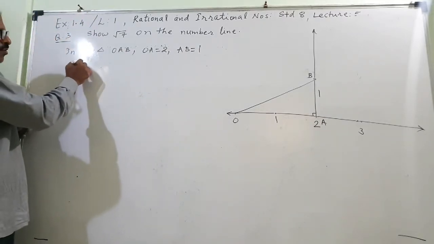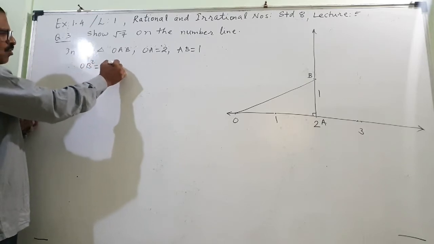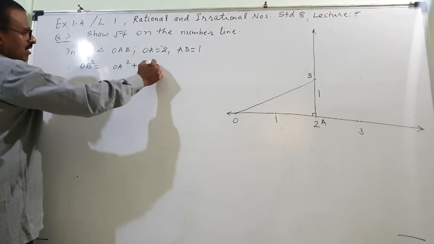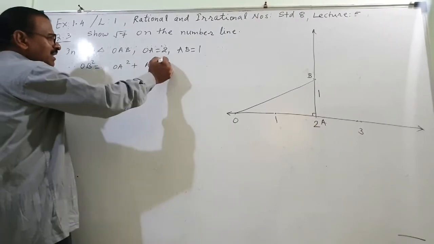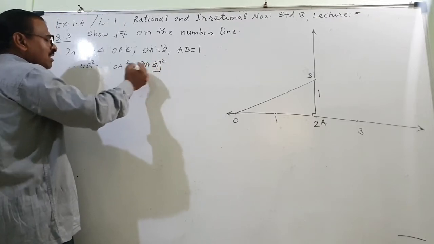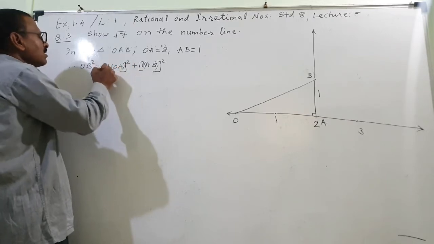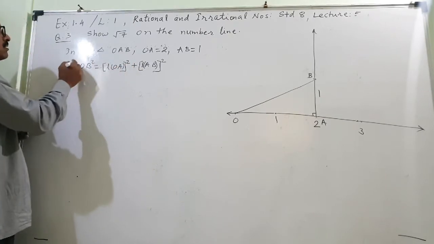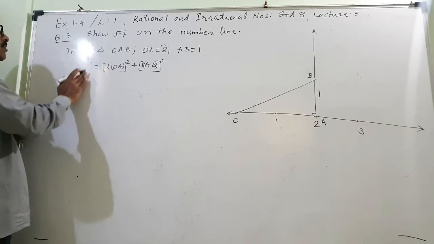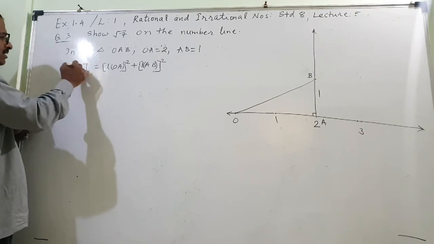Therefore, OB square is equal to OA square plus AB square. We write it in the length form. So length OB, length OA and length AB. I will write it properly: OB, its length and its square.